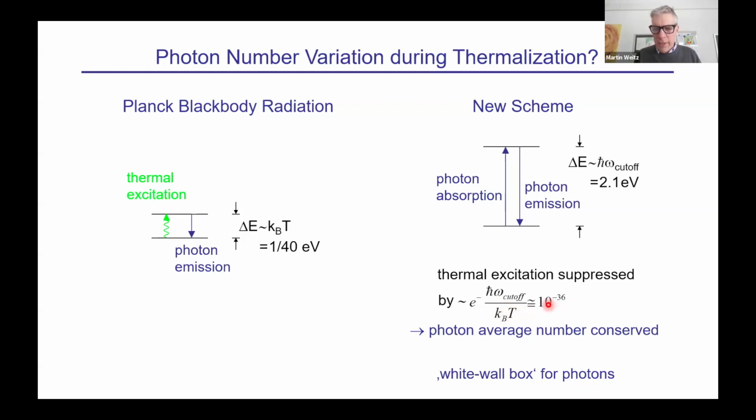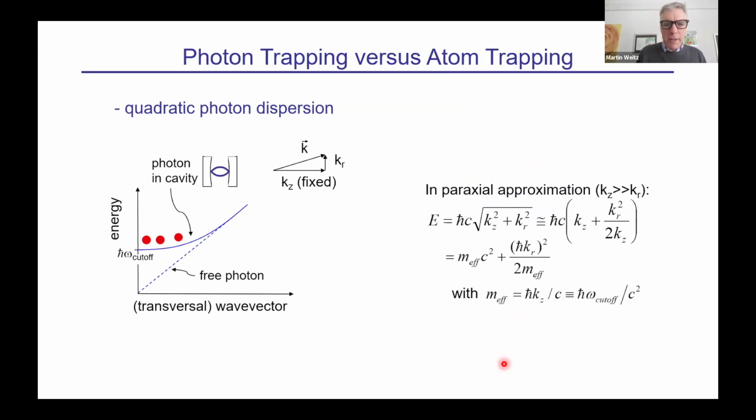And because of that, every time you see an emission of a photon, you basically know for sure that there must have been an absorption process before. During the thermalization, the energy varies, but the average number is conserved. So if you want, you can call this a white-wall box for photons.